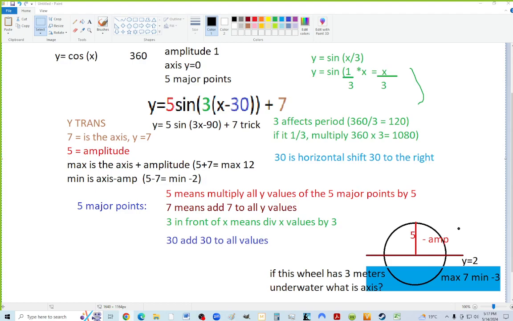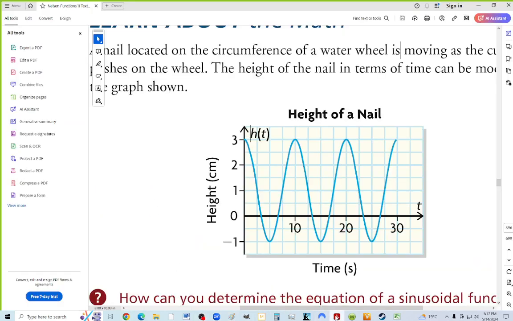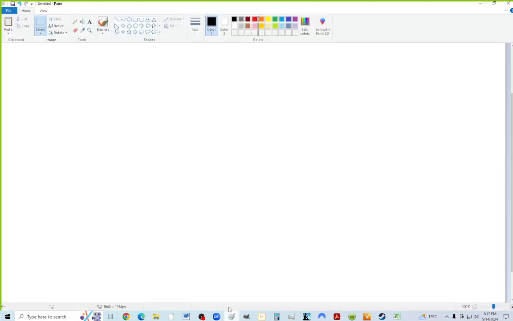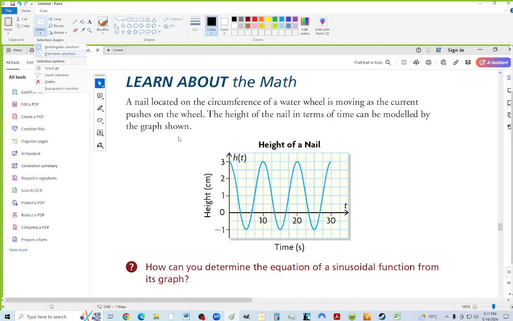All right. So now let's look at some models. And that's the best way to do it, is just to go to some problems. We'll go with this one. A nail is located in the circumference of a water wheel, which is moving and the current pushes the wheel. Notice they only give us the graph. They don't give us the formula. So obviously they want us to come up with the formula. So what are some things we can look at right away, like period, amplitude? And where would we find it?